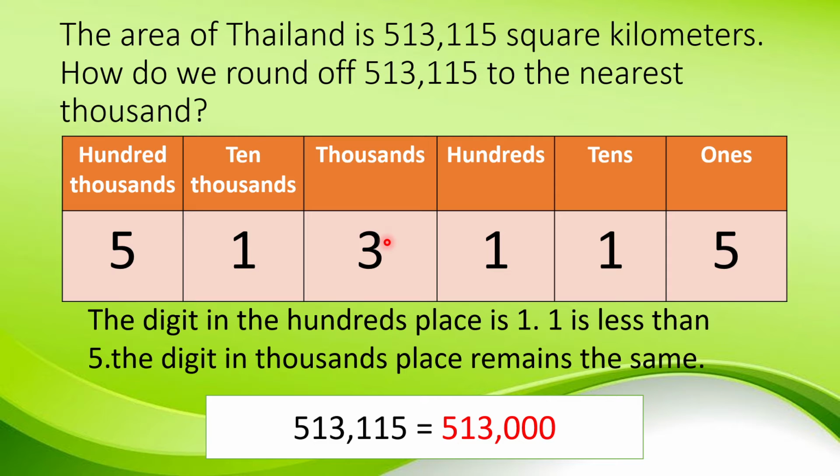So if we're going to round this off, we will round it off like this. It will become 513,000. The 3 here remains the same because the number that follows the 3 is less than 5.